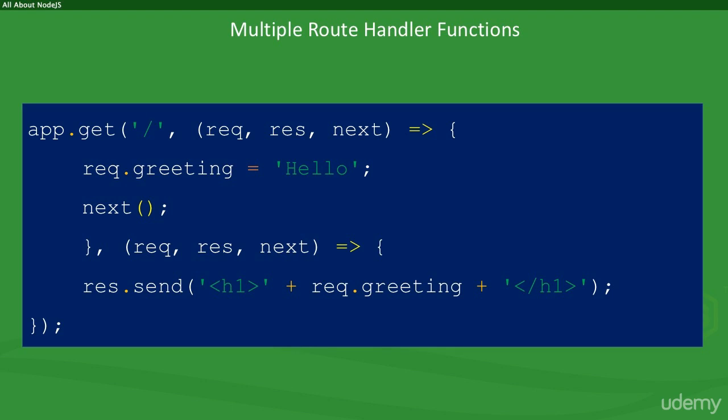The first route handler function can be used to ensure if the user is granted access or not, and only if so, should the next handler in line be allowed. You'll see such a thing a few videos down the line in this section. Now, multiple route handlers can also be put into an array like this, and this works equally as well.